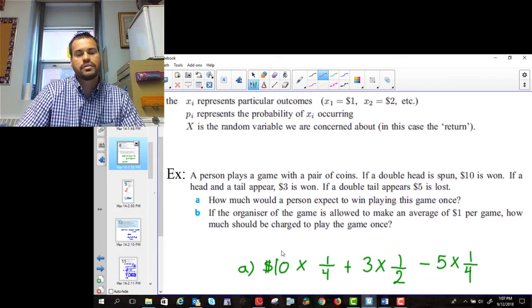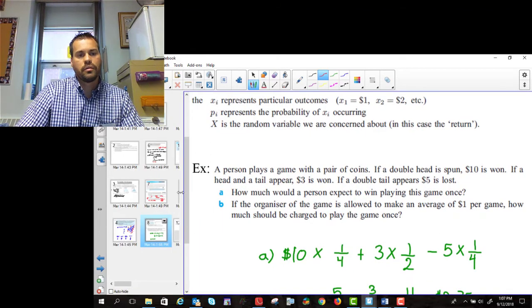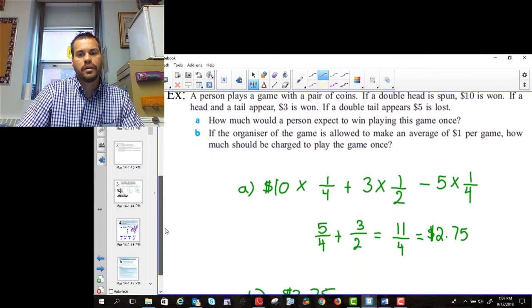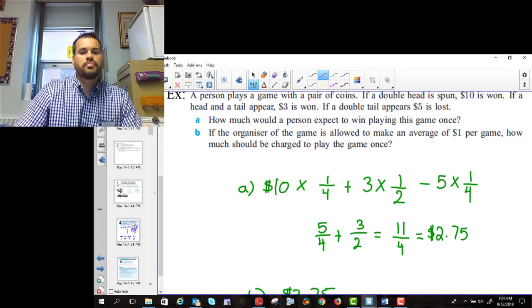So we have $10 multiplied by the probability you get 2 heads, which we talked about in a couple questions earlier in a different video, but it's 1/4, plus $3 if you get a head and a tail. That's multiplied by 1/2. And then minus, because you're losing $5, times a quarter. So just adding those together, you end up with $2.75. So that's what you expect to win.